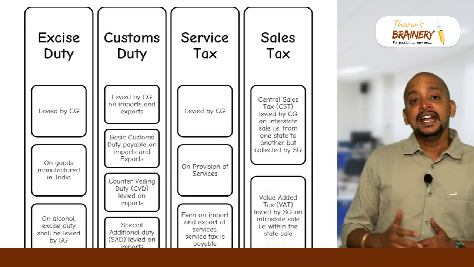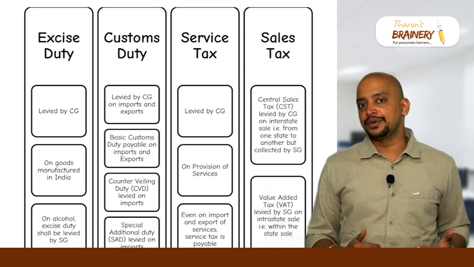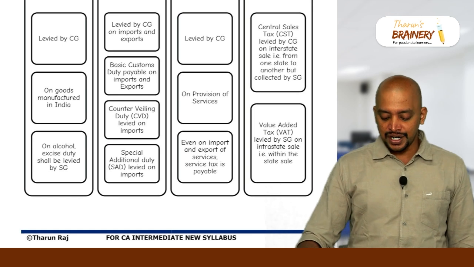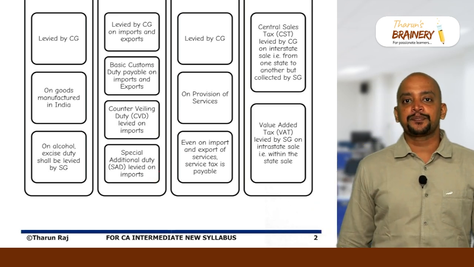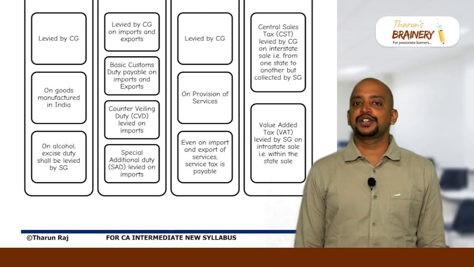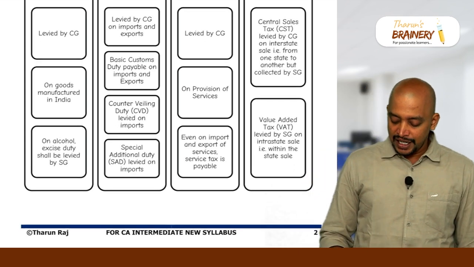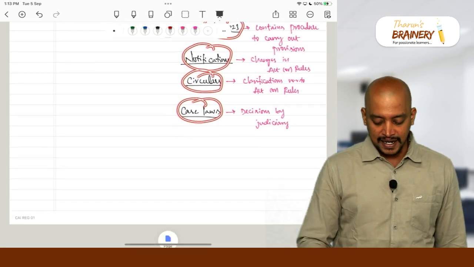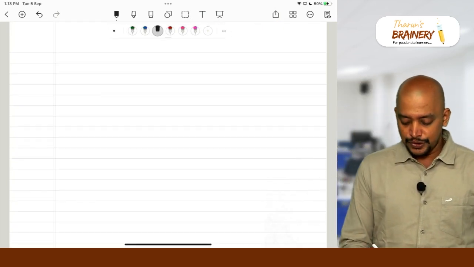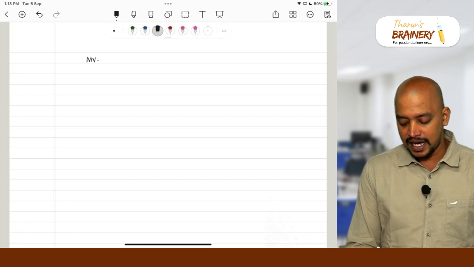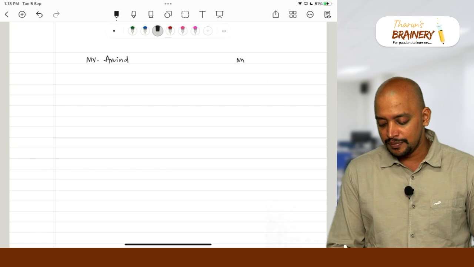Then next, in customs duty, we used to have some additional customs duties. What were those additional customs duties? Countervailing duty and special additional duty. What is the purpose of this countervailing duty and special additional duty? Let's try to understand this with an example. There are two parties. Mr. Arvind is one person and Mr.